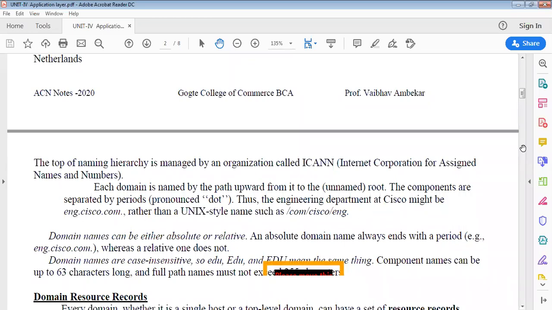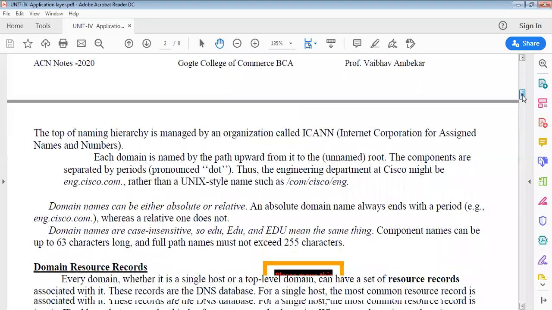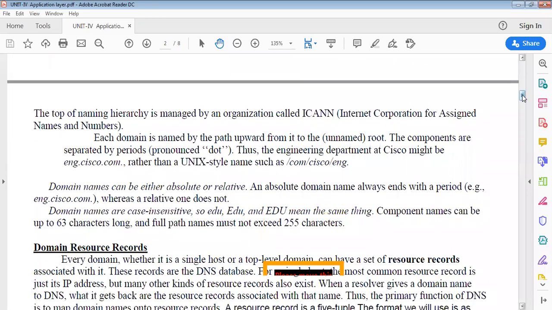In this also we have two types of names. The domain names can be relative or absolute. An absolute domain name always ends with a period, that is, we use the dot symbol. Domain names are case insensitive. This is very important. Whether you use edu or capital EDU, it means the same.